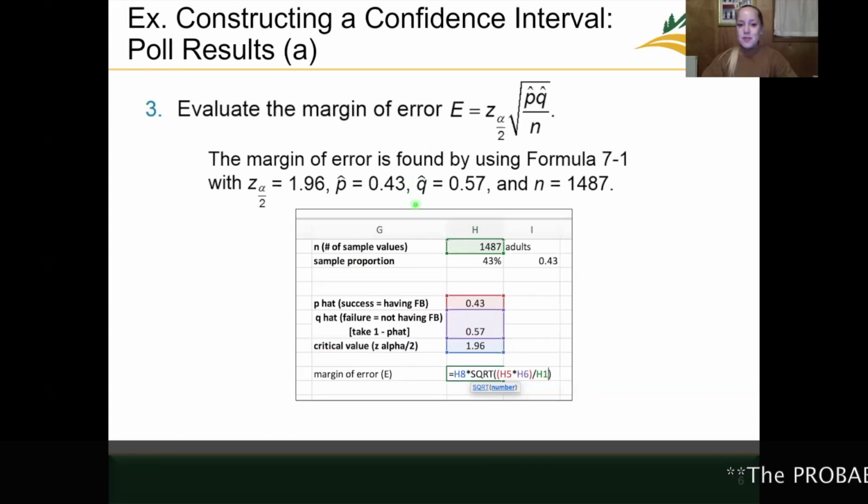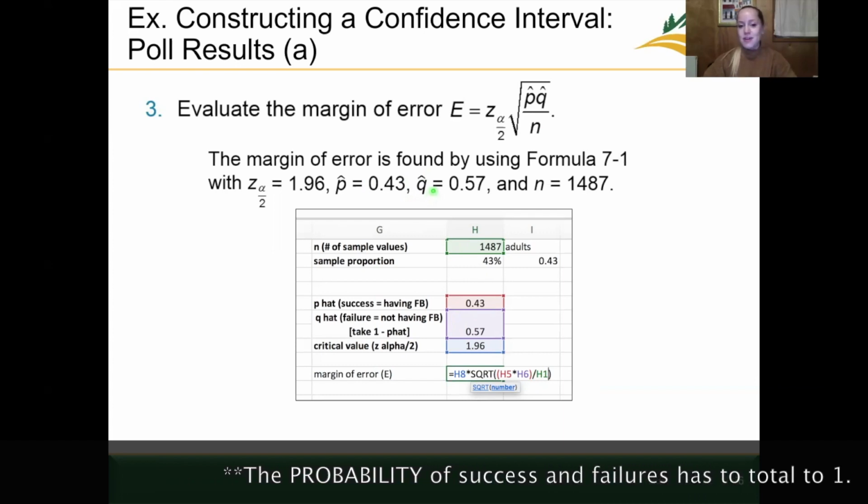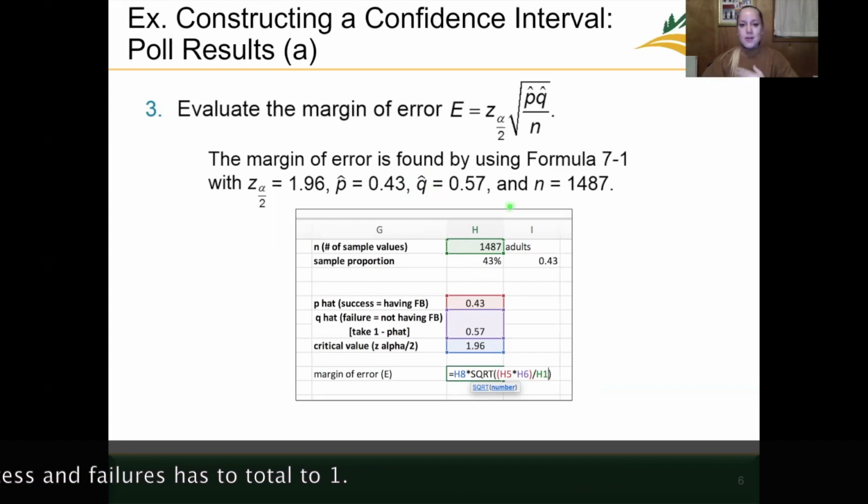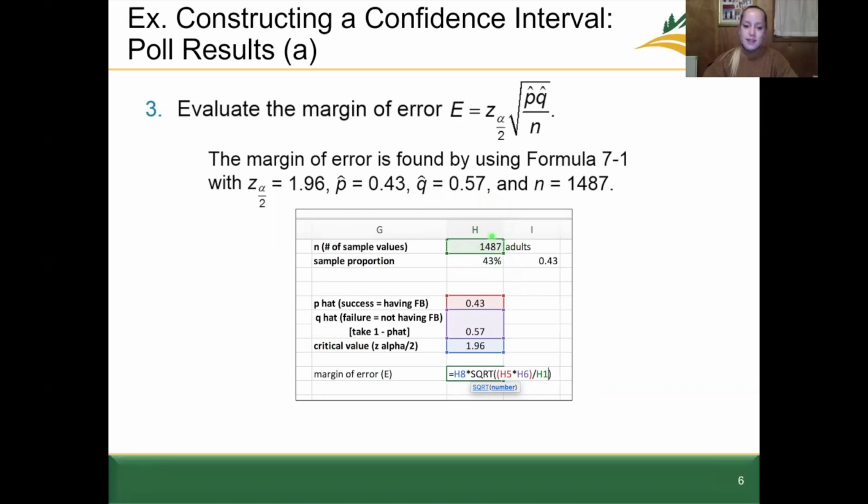Going back to our binomial distribution discussion, we know that q-hat and p-hat are complements of each other. So the number of successes and failures has to add up to 1. Let me show you how I put this into Excel. So far I have n equal to 1,487. P-hat is the same up here. It's our sample proportion value, 0.43. To find q-hat, because p-hat and q-hat have to add up to 1, we take 1 minus p-hat. So 1 minus 0.43 is equivalent to 0.57.